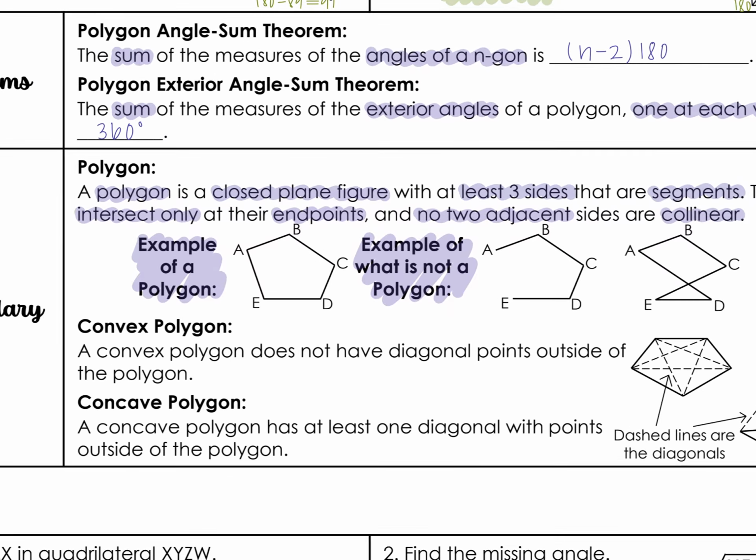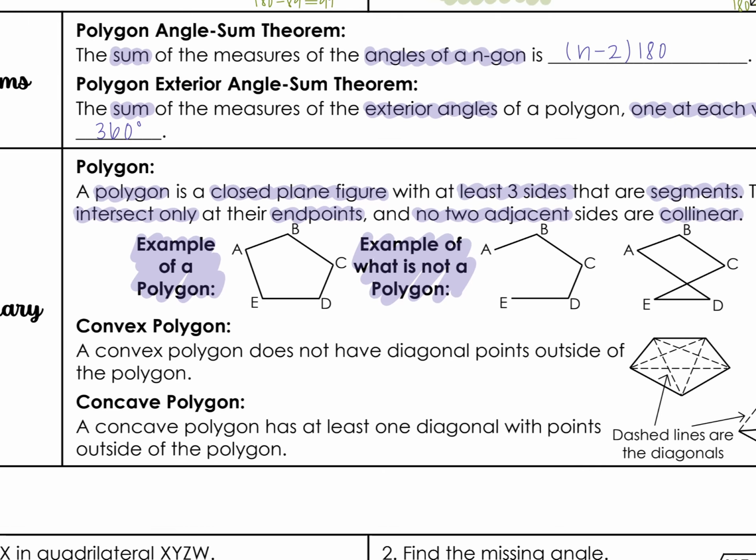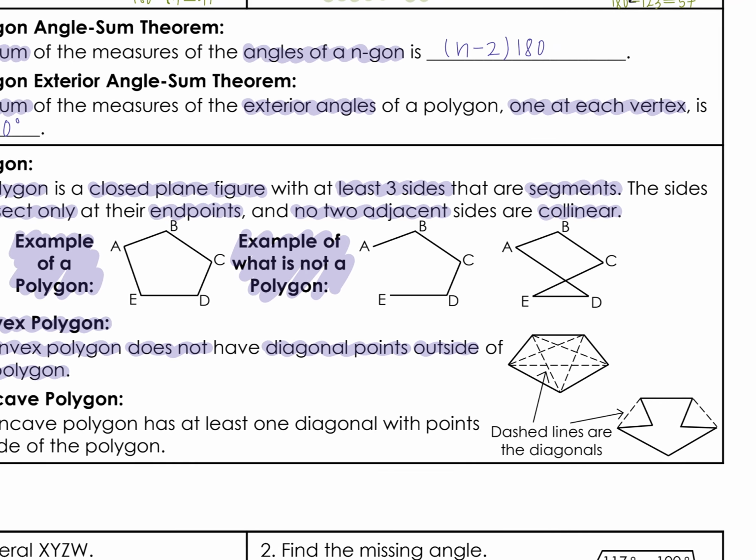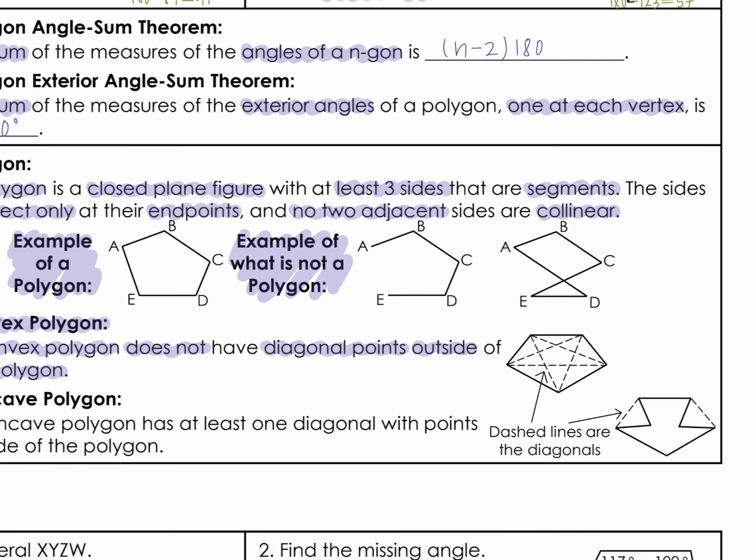All right, so now let's look over at some other vocabulary that we have. We're going to start off with our convex polygon. A convex polygon does not have diagonal points outside of, let me actually highlight, does not, outside of the polygon. Okay, so looking at this picture here, they have drawn all diagonals, and you'll notice that every single one of those dashed lines is going to be inside of the polygon. None of them will be outside.